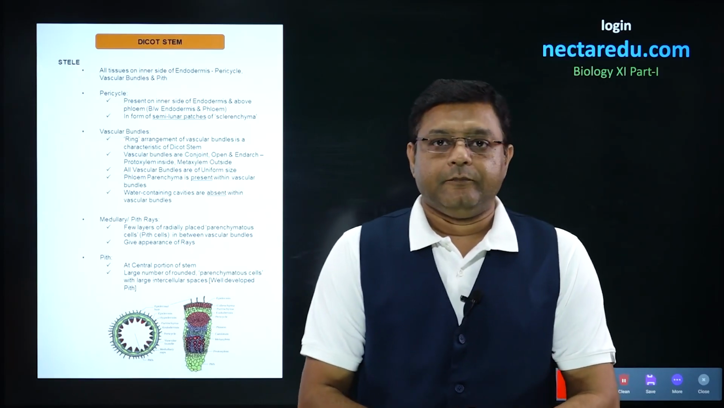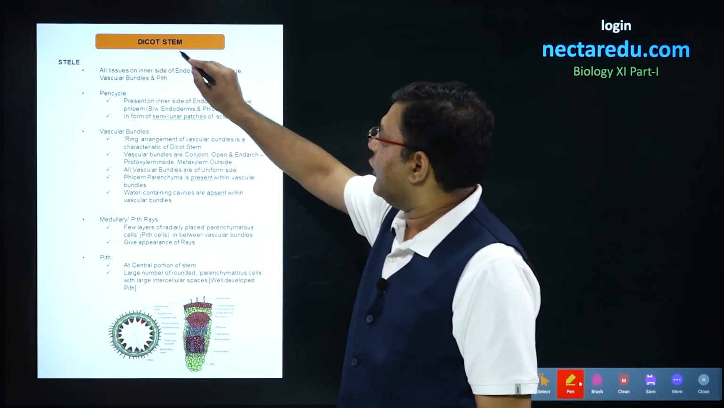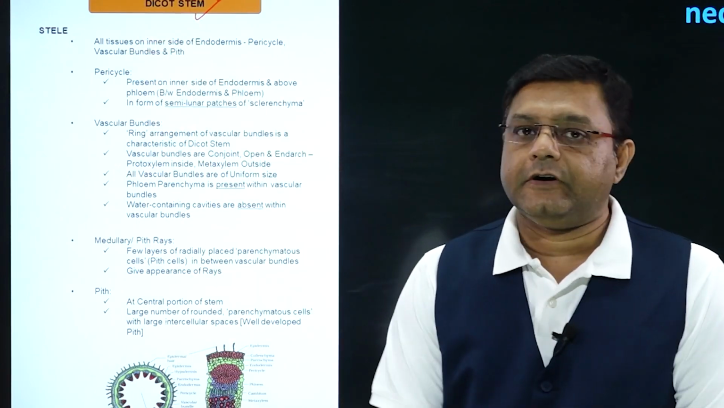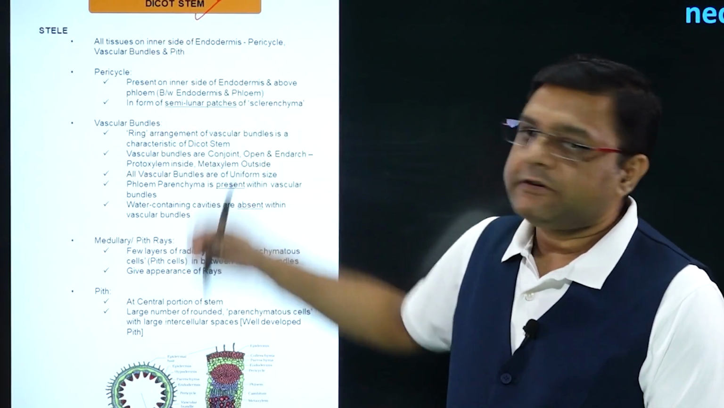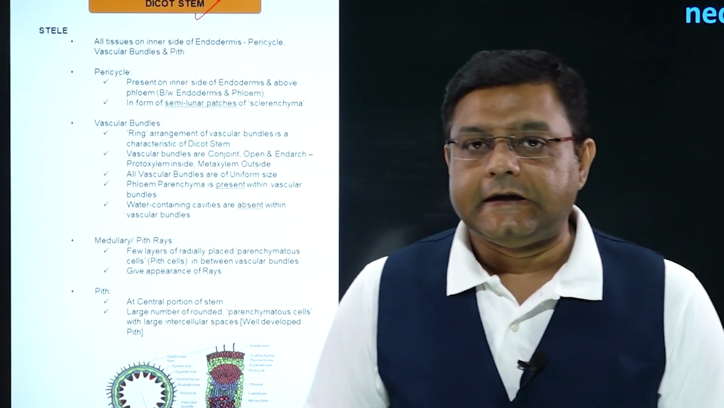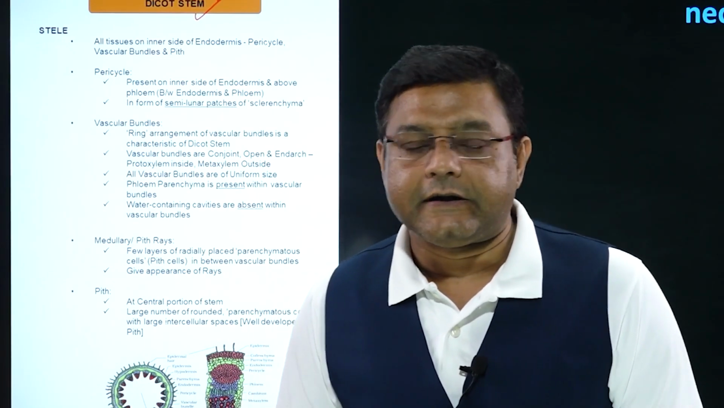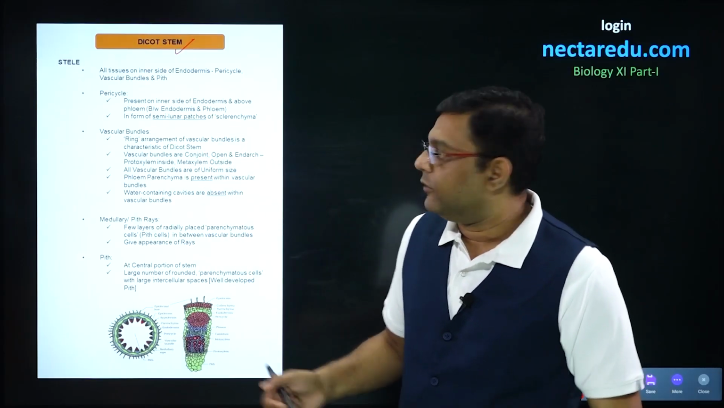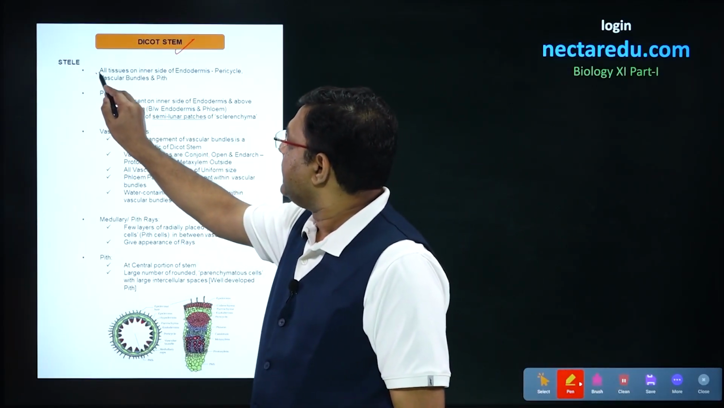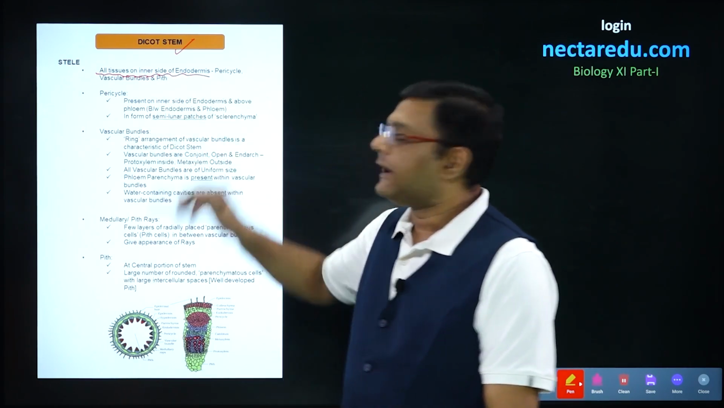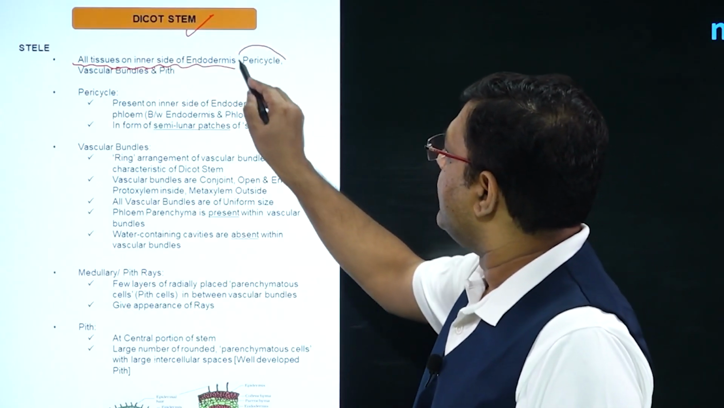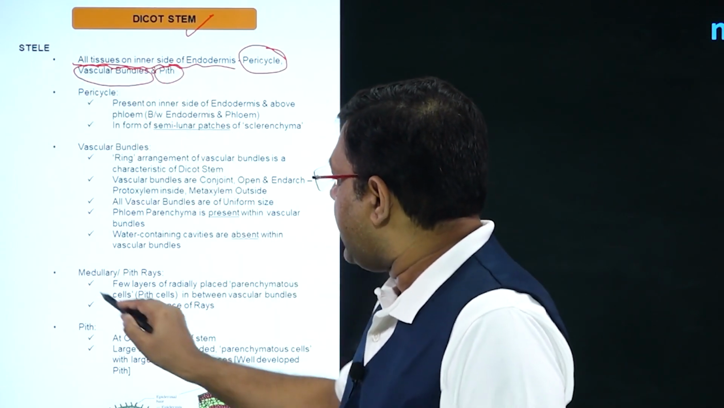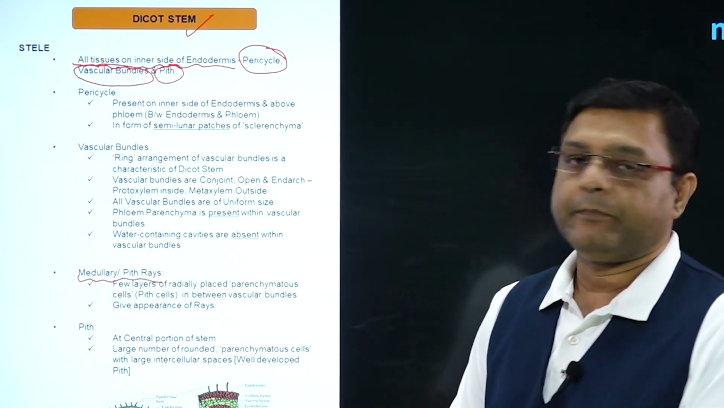In this particular video, we will look into the anatomy of dicot stem and only the part which is covered under stele. The portions which were present above the stele, that is epidermis and the cortex, we have covered in an earlier video. In this video, we will look at all the tissues on the inner side of the epidermis, that is pericycle, vascular bundles, pith, and also medullary or pith rays.